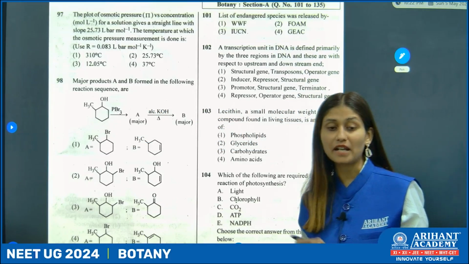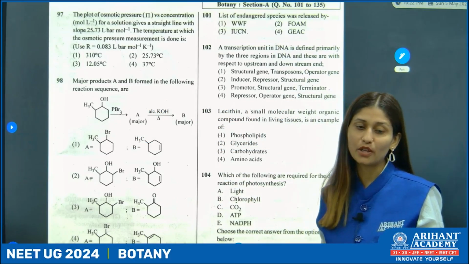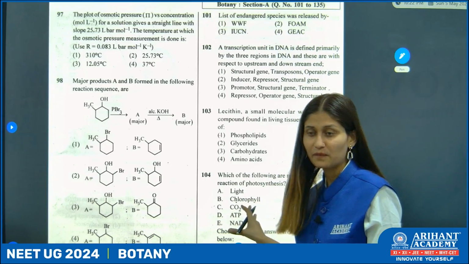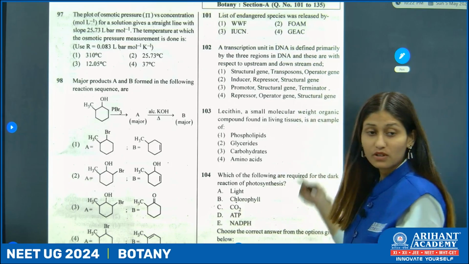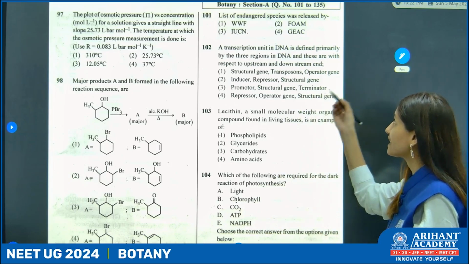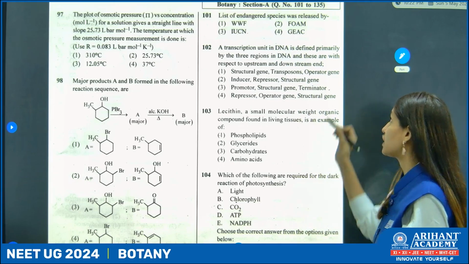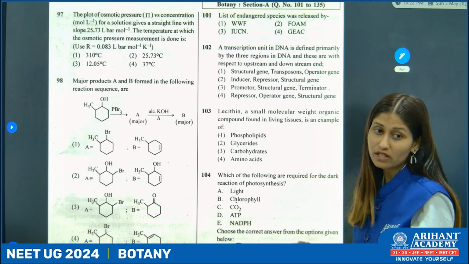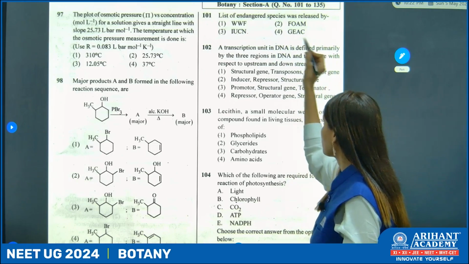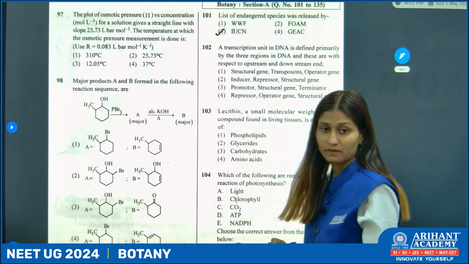Hello students, here I am solving the Botany paper of NEET 2024, and this is the R5 set paper. Let's see the first question. It says the list of endangered species was released by. Here it means the Red Data Book was released by which institute or organization. So the answer for this would be IUCN.